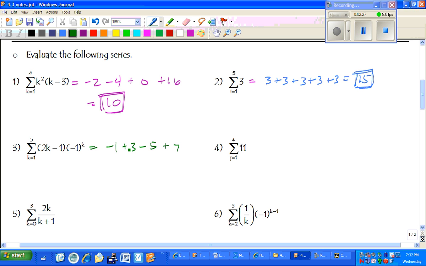You see there's a little pattern here. We know they're alternating positive, negative, and also we're going odd numbers. If we put 5 in, we end up getting negative 9. If we add all of those up, we end up with negative 5.